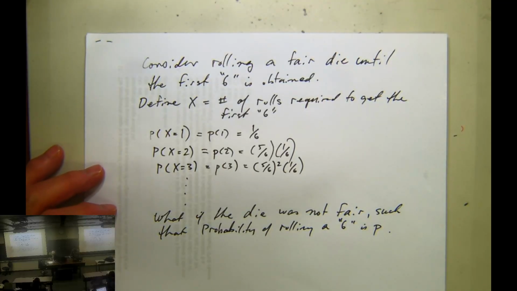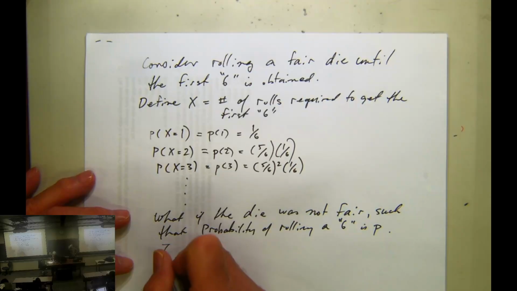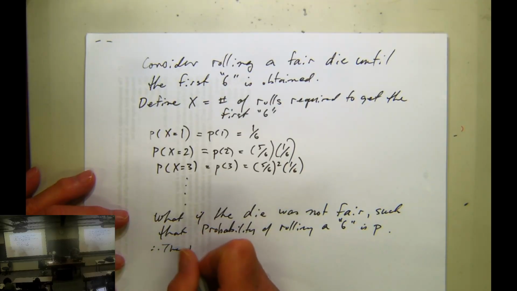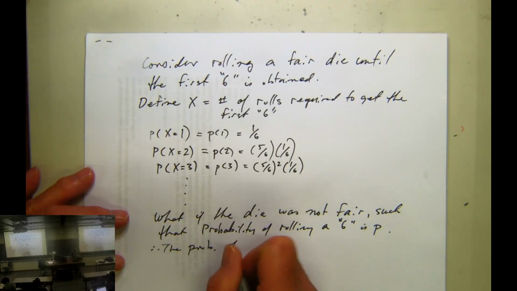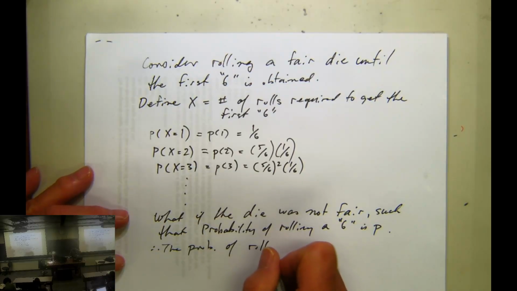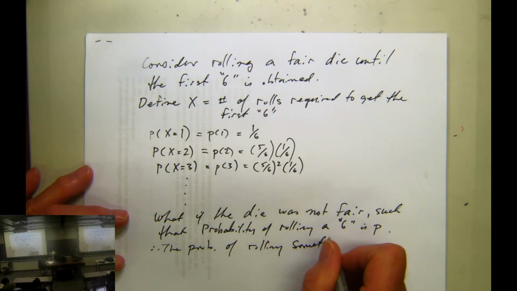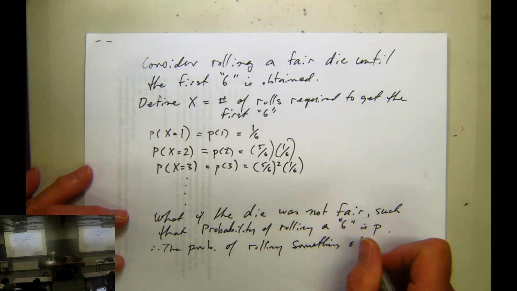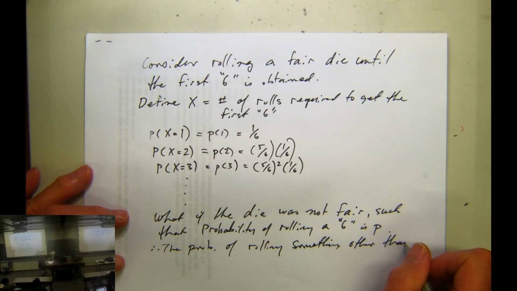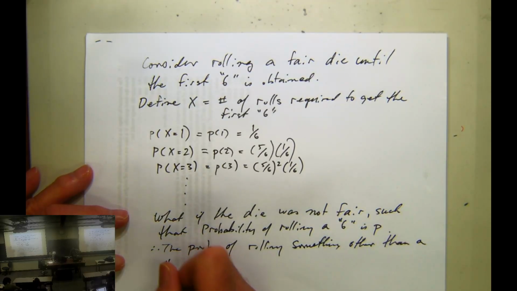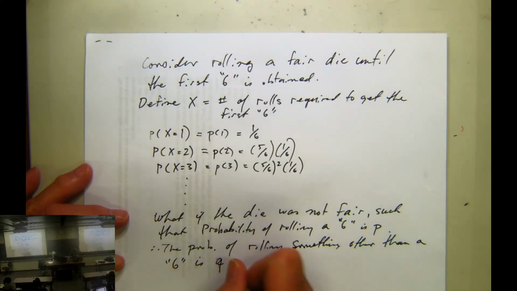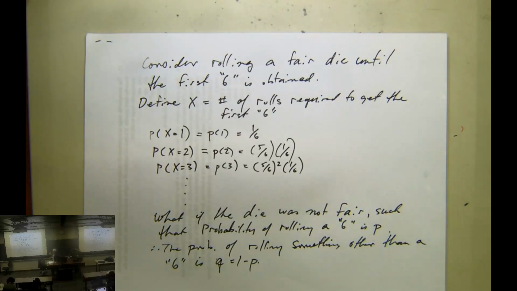So probably rolling a 6 is p. Therefore, the probability of rolling something other than a 6 is q equals 1 minus p. Okay, so we're just going to think of that.